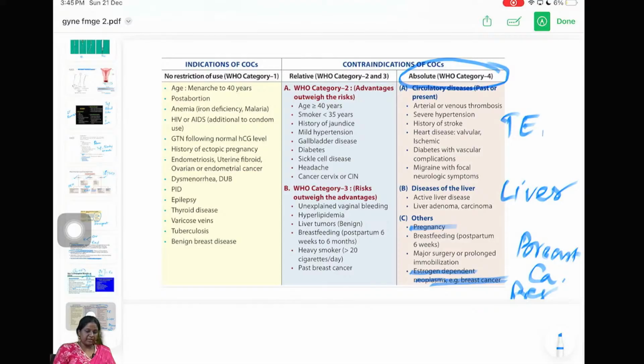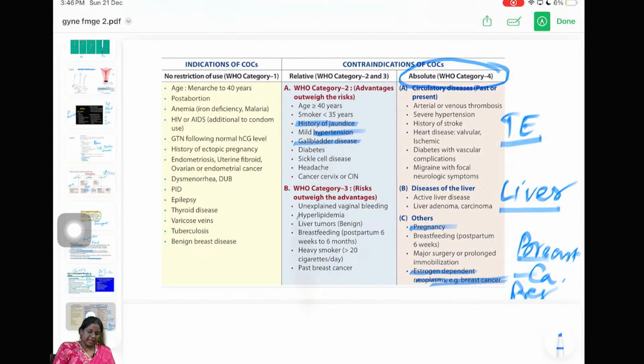Okay. But you have to remember that thromboembolic disorders, liver disorder, and breast CA are the most important places where you should never use OCP. Understood? Apart from that, liver disorder, even jaundice, gallbladder disease also come into play, and even hypertension also. This is all its category 2.